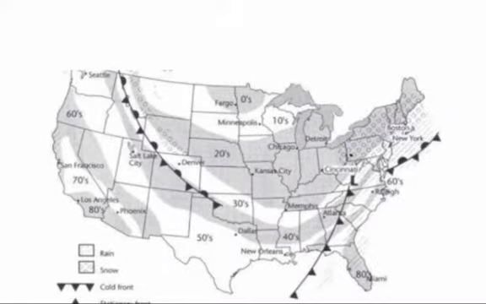Let's look at one more map. Let's look at this front right here. I have a stationary front. I know this is a stationary front because I have alternating warm front symbol and cold front symbol. If I want to know which side I have a warm front, I go to the warm front symbols and I go on the other side.